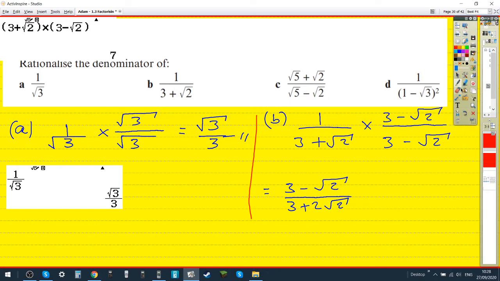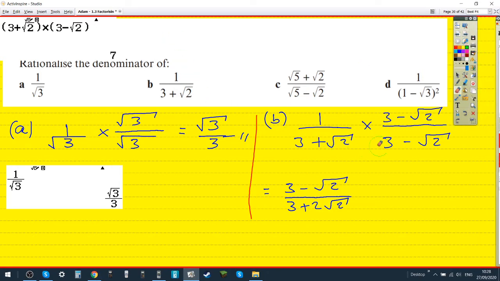So how do you rationalize a denominator? You times itself by the denominator, right? And what do you have to do to the numerator? You times it by whatever you rationalized for the denominator. What if it is in the form like a plus b root 2? The plus would turn into a minus.